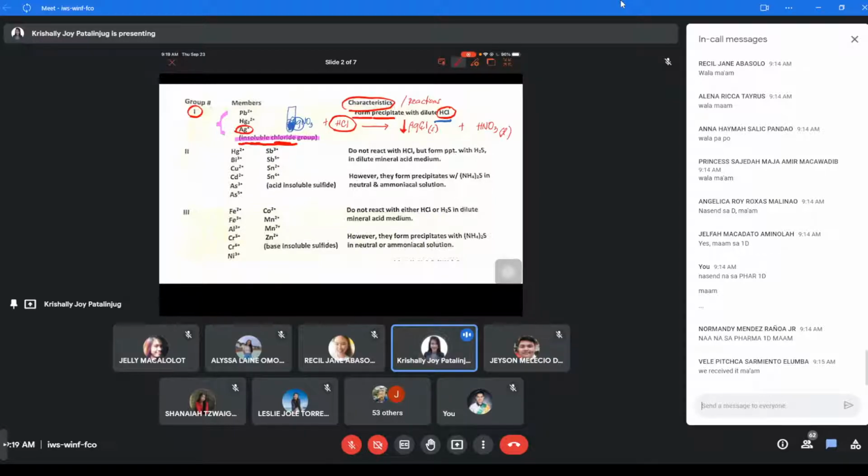Ipe-precipitate out niya yung silver. Okay? So that is the concept here sa grouping. Okay, let's have group 2.